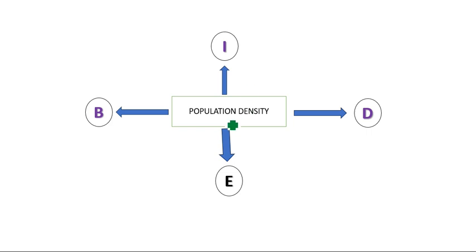This is immigration. So what will happen to population density if immigration happens? The population size will increase, so it will have a positive impact on the population density. If emigration, E for exit, happens, more individuals will leave that area or that country, so there will be a negative impact on the population size.